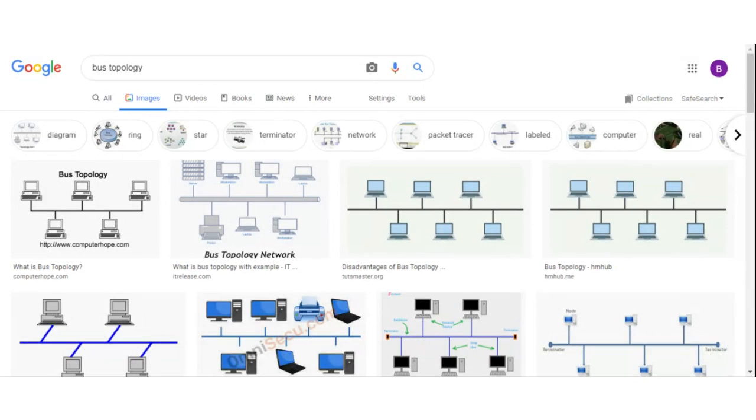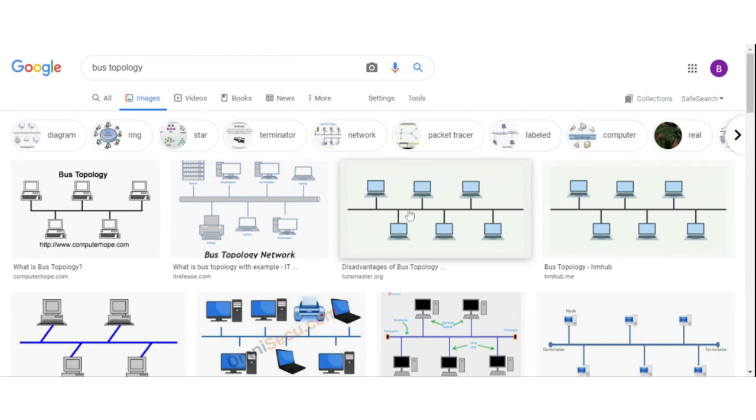Yeah, I can see this diagram here. We're having some topologies here. This is what we call the bus topology. In this one, we're having one linear transmission cable, and all other computers are connected to that cable. That is what we call a bus topology.